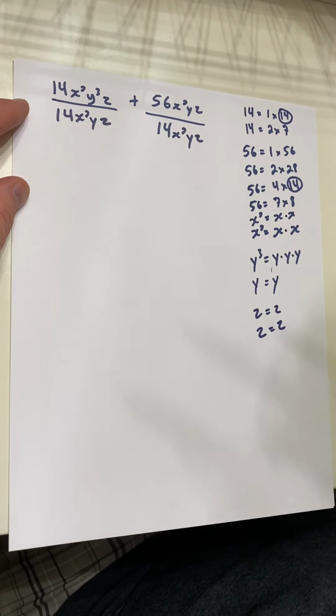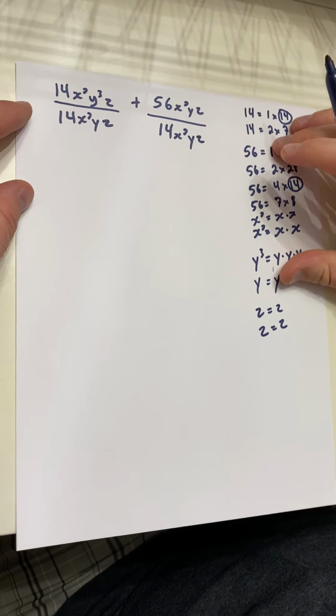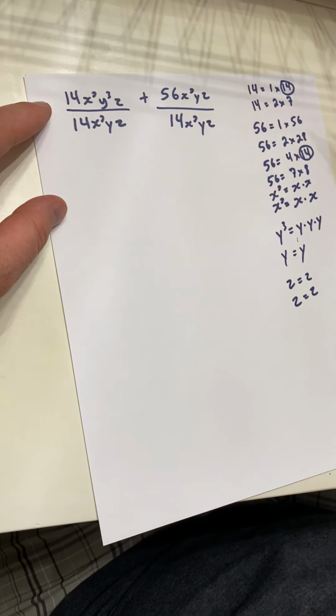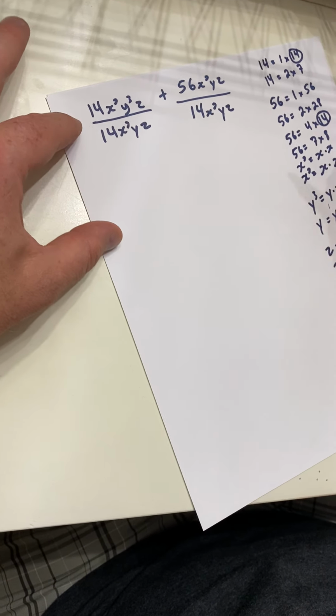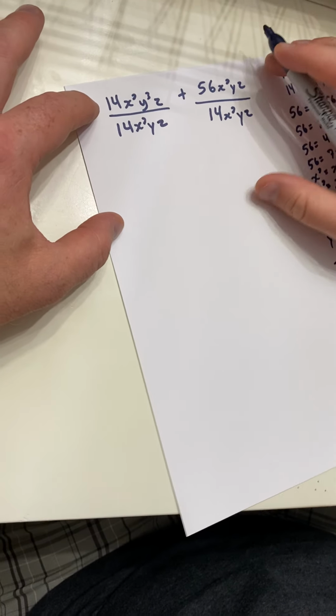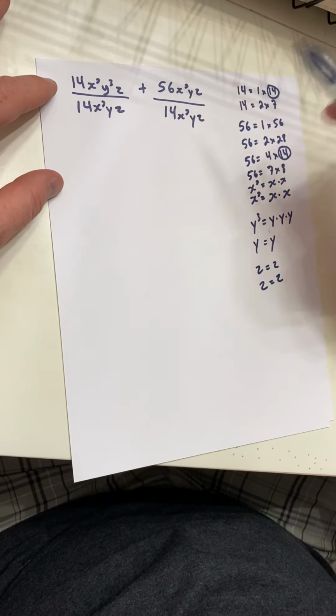So now I have to work my way through each one. What is 14 divided by 14? 1. Do I need to write a 1? No, you don't have to, because mathematicians are lazy and I have some coefficients.